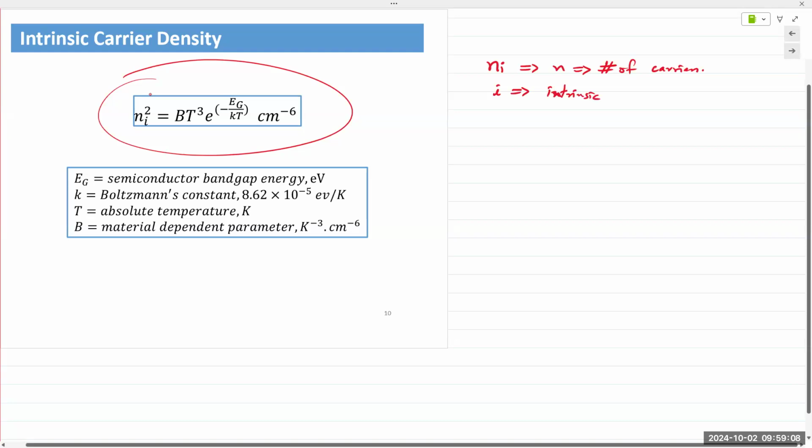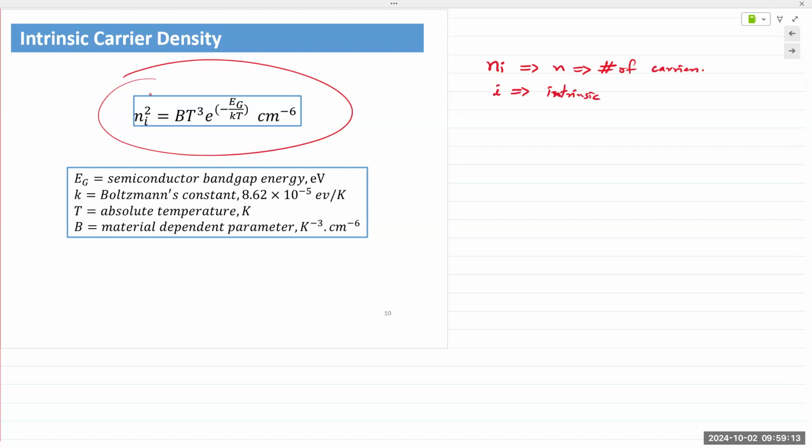You have these carriers that are present in that crystal structure due to thermal energy, also due to light. Light and thermal energy is acquired by these electrons. They jump the state from valence to conduction. So at room temperature, there are a sufficient number of carriers that are free to move around the crystal structure, and that is given by this equation.